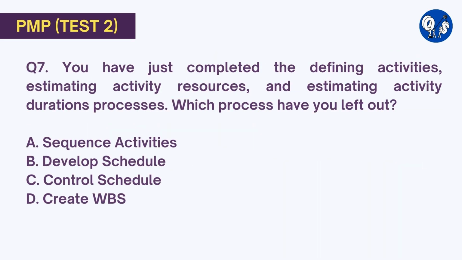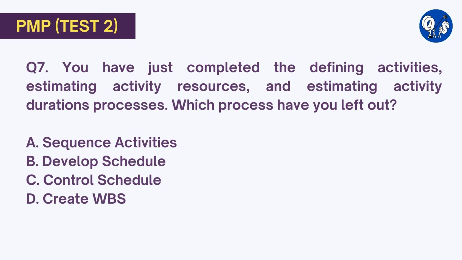Question number 7. You have just completed the defining activities, estimating activity resources, and estimating activity duration processes. Which process have you left out? A. Sequence activities. B. Develop schedule. C. Control schedule. D. Create work breakdown structure.